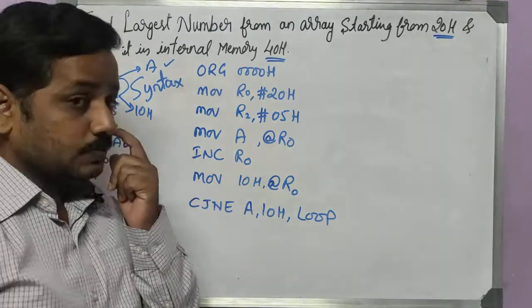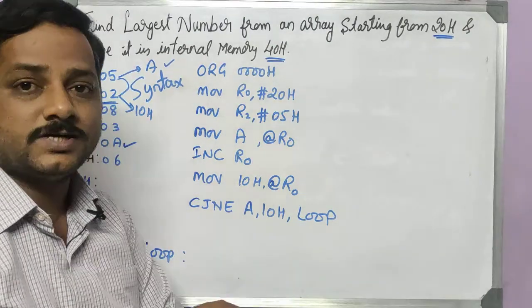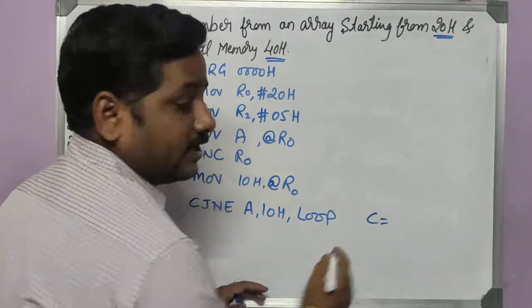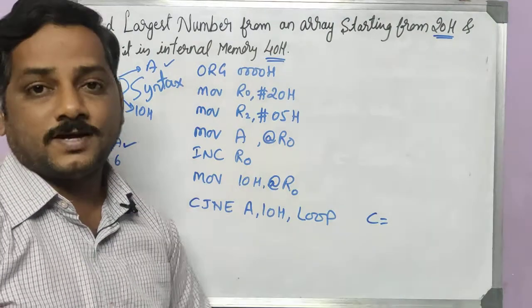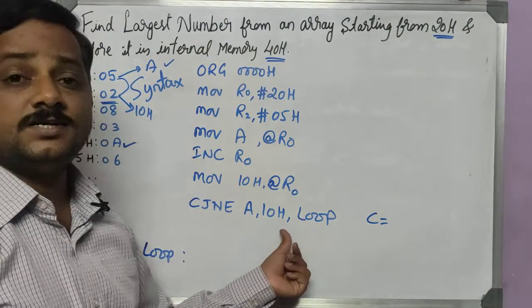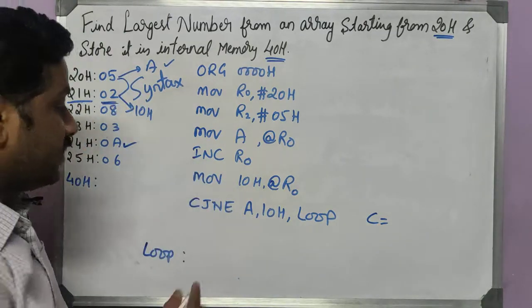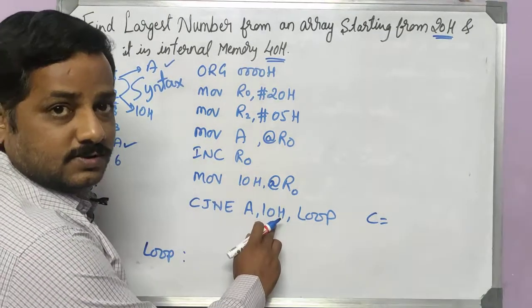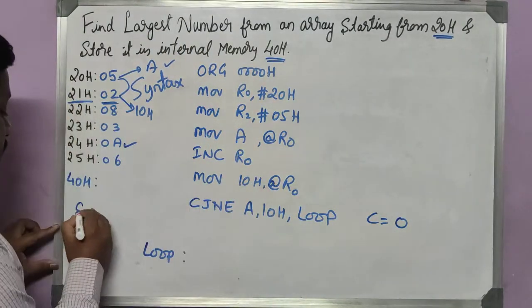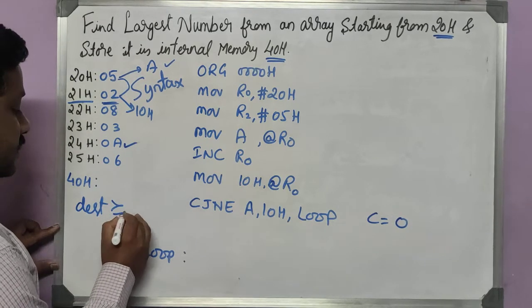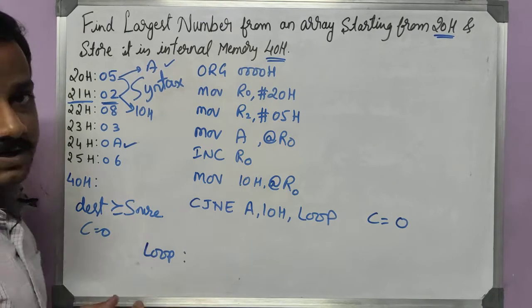So for that we make use of the carry flag. Because as I told you, when CJNE is executed, even the carry flag will get affected. Now you just analyze what will be the effect on the carry flag. Because we know the content of A, we know the content of 10h. A is having 5, 10h is having 2. Remember that: if destination is greater than or equal to source, then the carry flag will be 0. If not, it will be 1.